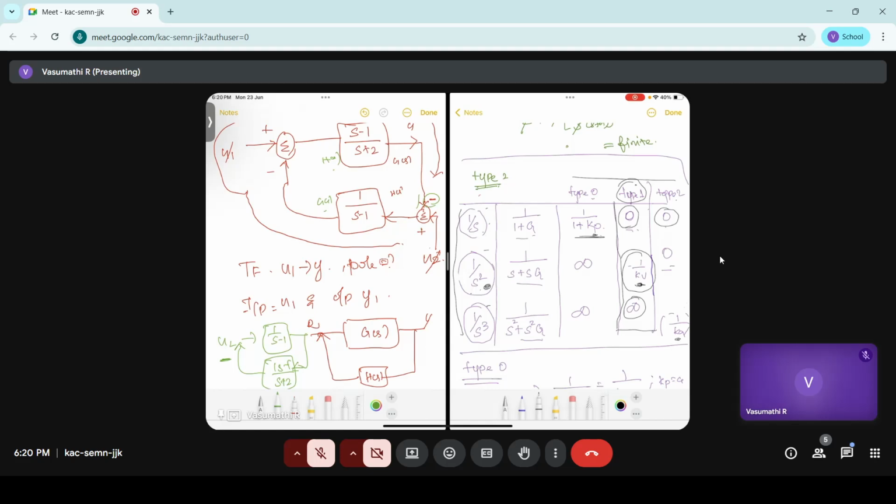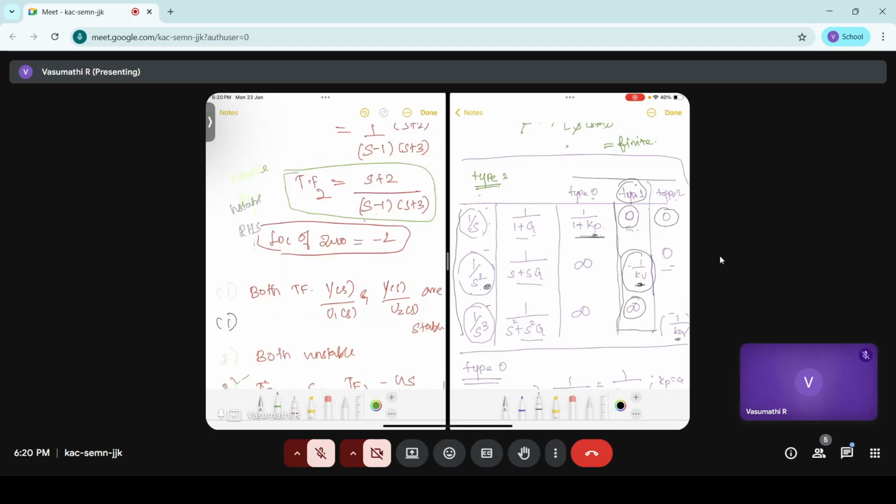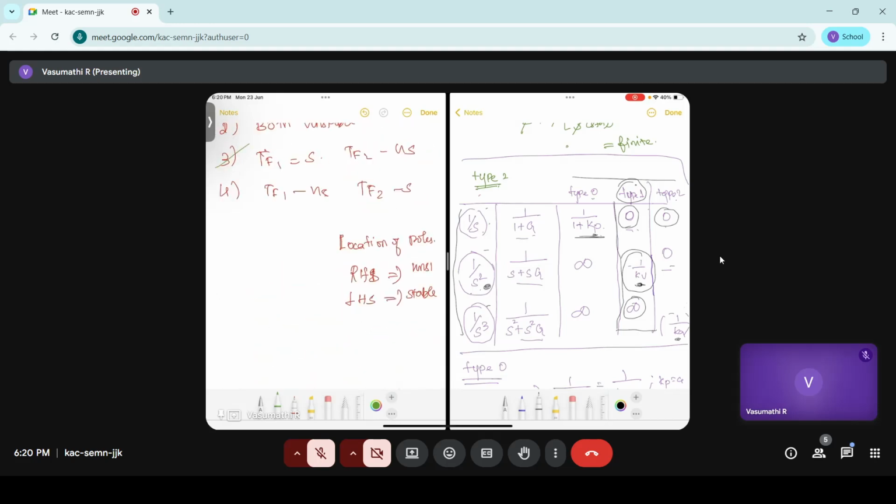So what about stability? How did you give the statement for stability? Meaning Y(s) upon U1 is stable and Y(s) upon U2 is unstable.